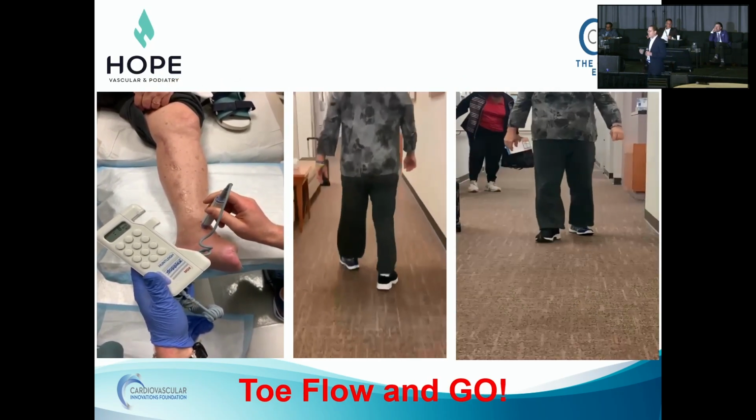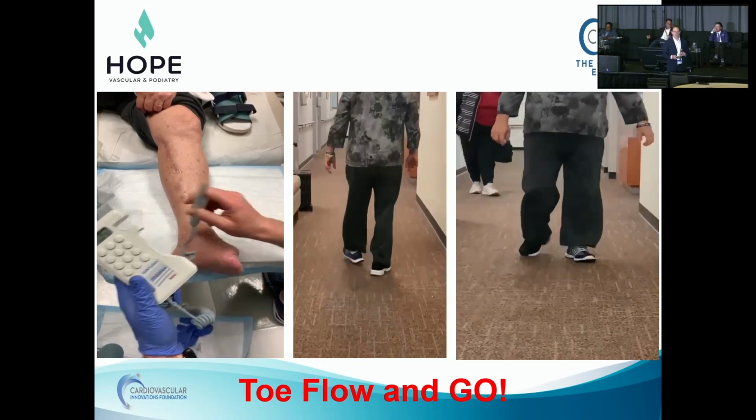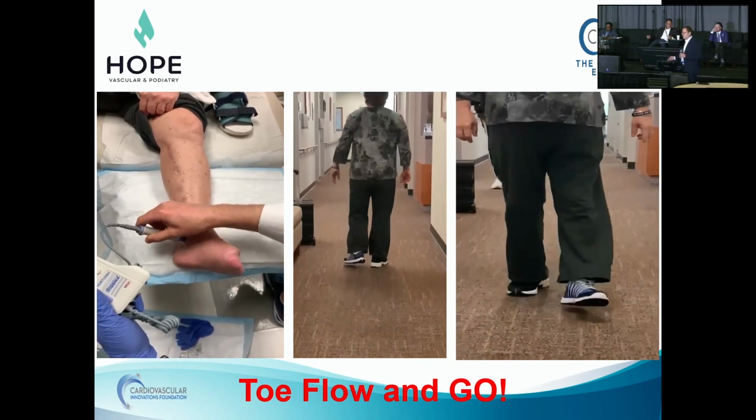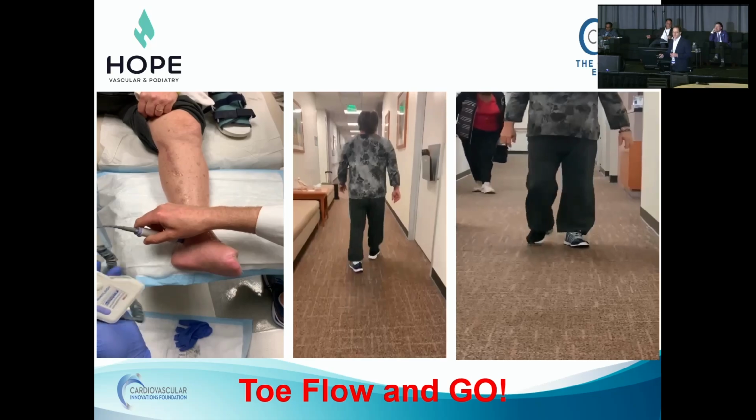We're trying to create functional amputations in these patients. We call it the toe, flow, and go model. Toe being the podiatry, flow being our vascular surgeon, and then go. We want these patients up and walking.